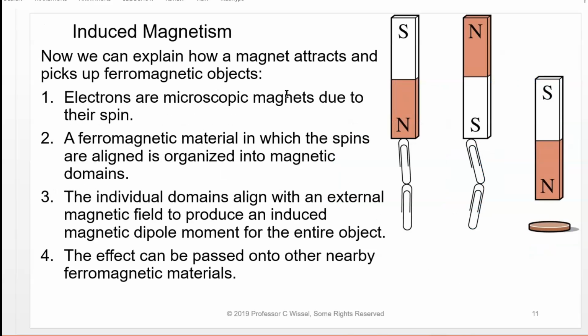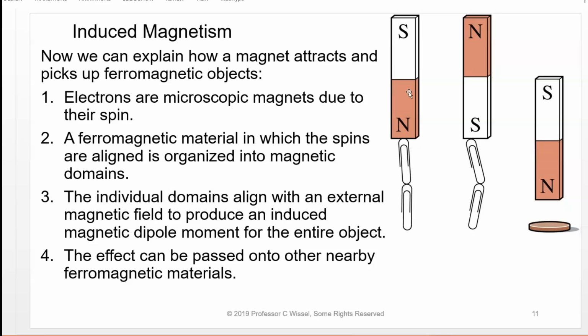Now we can explain how a magnet attracts and picks up other ferromagnetic objects, even if they are not really permanent magnets. The electrons are microscopic magnets through their spin. A ferromagnetic material in which the spins are aligned is organized into magnetic domains. The individual domains align with an external magnetic field to produce an induced magnetic dipole for the entire object. This effect can be passed on to other nearby magnetic materials. In other words, you can pick up a whole daisy chain of paper clips.